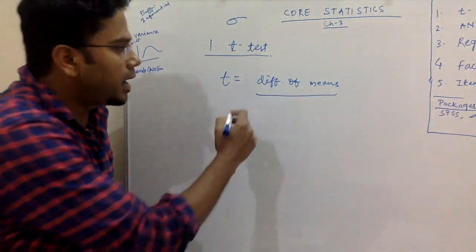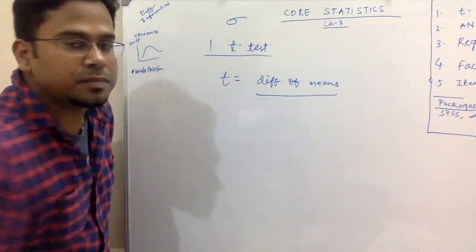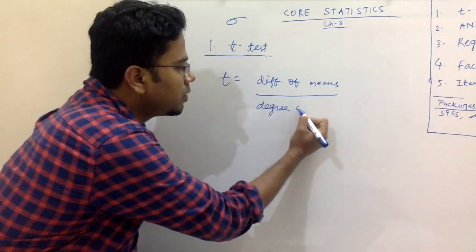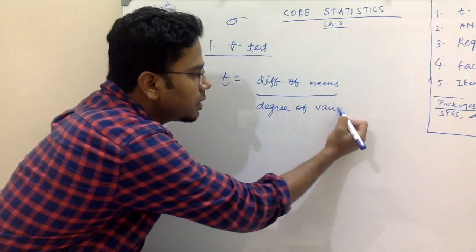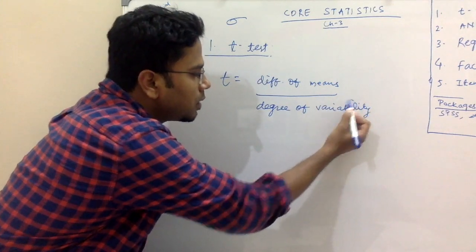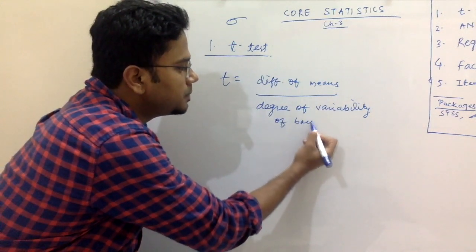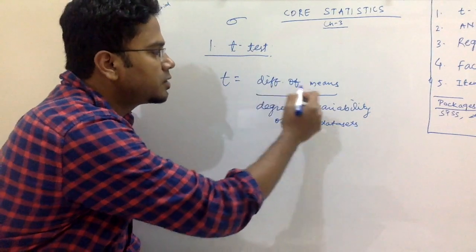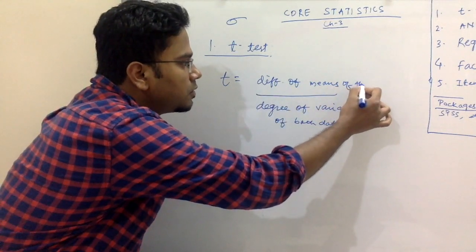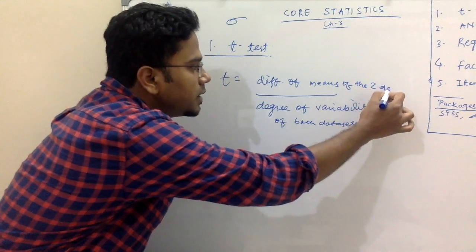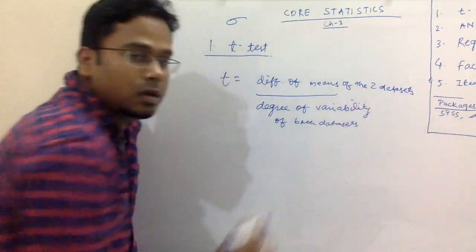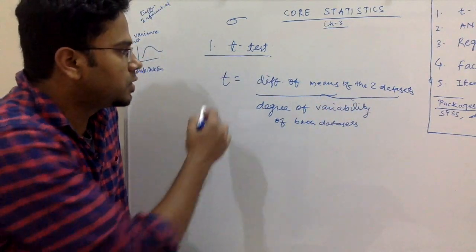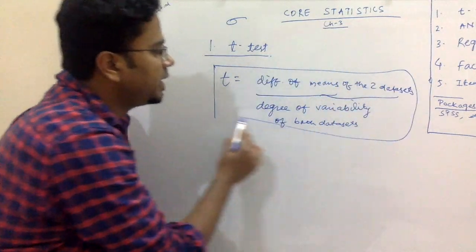Okay, and the second thing which comes in the denominator of the ratio is the degree of variability of both data sets. So difference of means of the two data sets divided by the degree of variability of both data sets. Okay, so this is what t is.